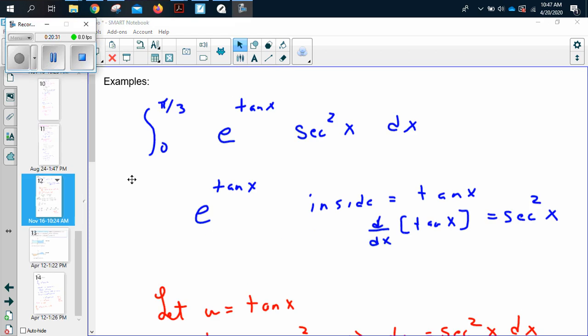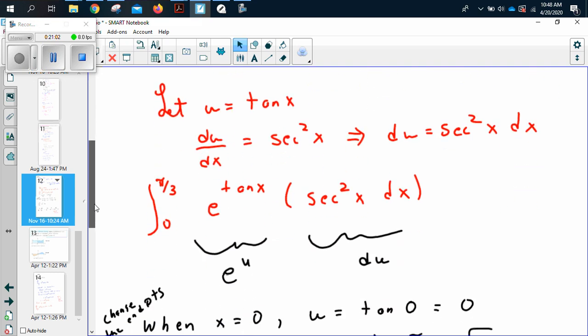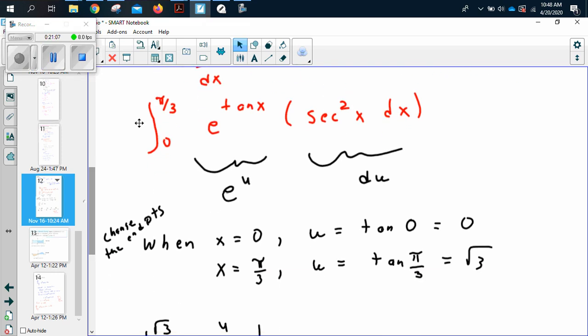Okay, I've got another definite integral. I notice there's a tan x, and there's a relationship between tan x and secant squared x. Tan x is the inside function of e to the tan x, and its derivative is secant squared x. So that's going to work if I let u be tan x. Then my du/dx is secant squared x, and du is secant squared x dx. So this is going to be e to the u, and this is going to be du, but I need to do something about those endpoints.